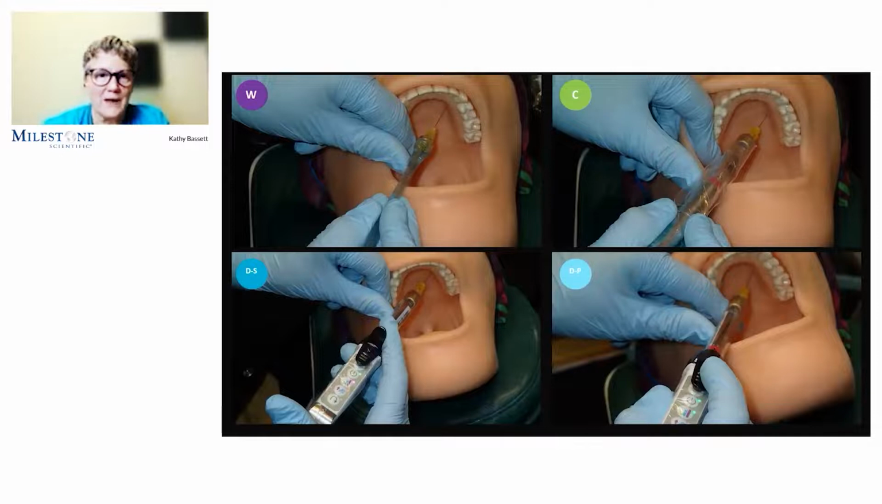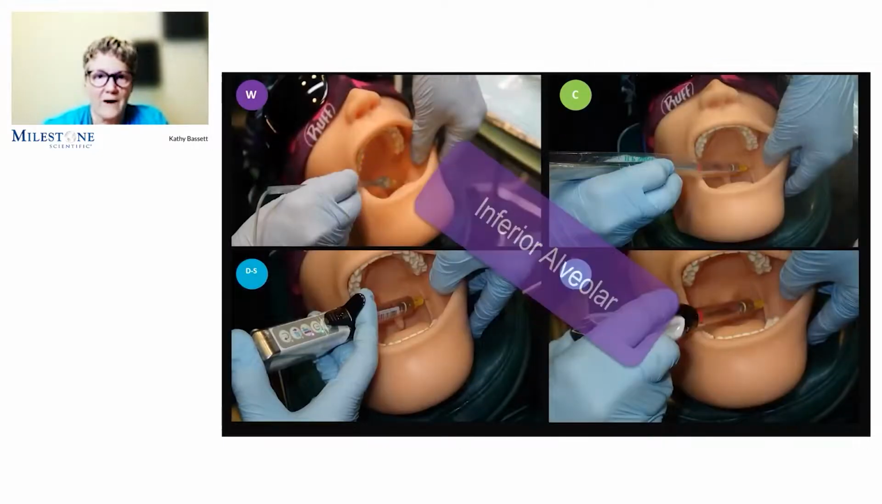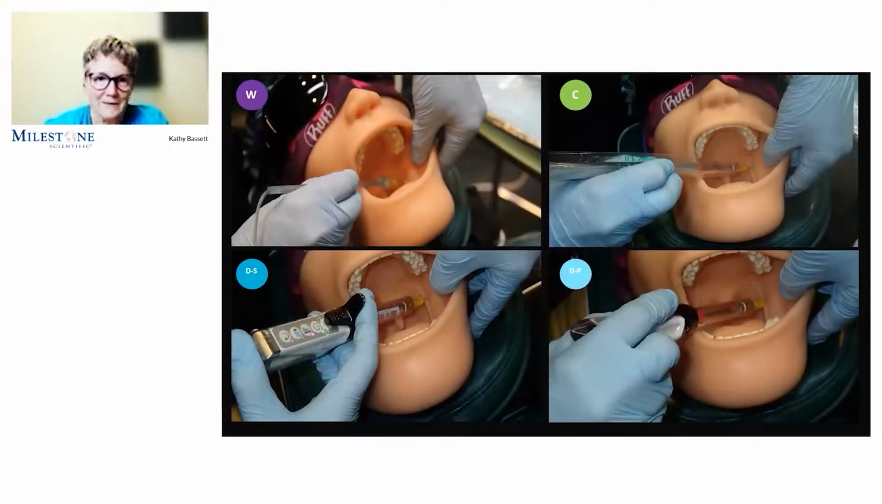Here's looking at a group of AMSA injections. Again, coming around clockwise, the wand, the CCLAD, and the 2 lowers, the balance that would be with a DentaPen. Inferior alveolar, coming around, again, upper right, clockwise, the wand, the CCLAD, and then each of the 2 DentaPens in the lower images.